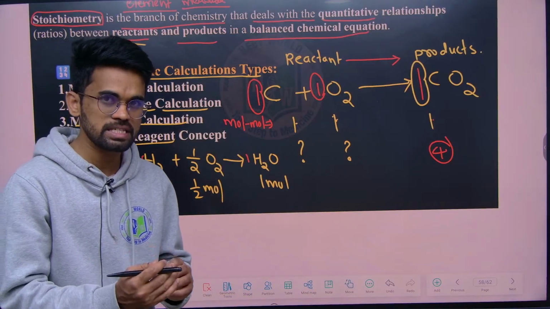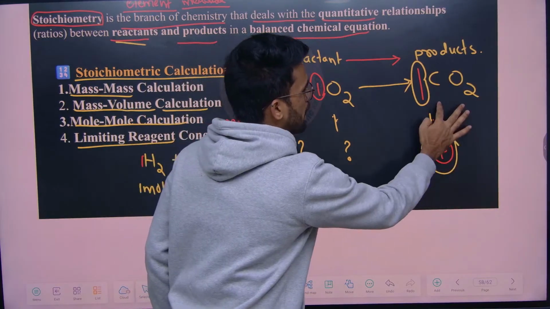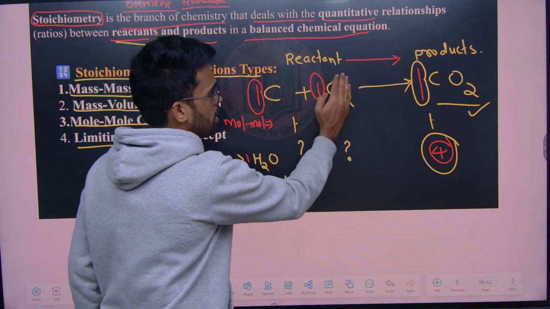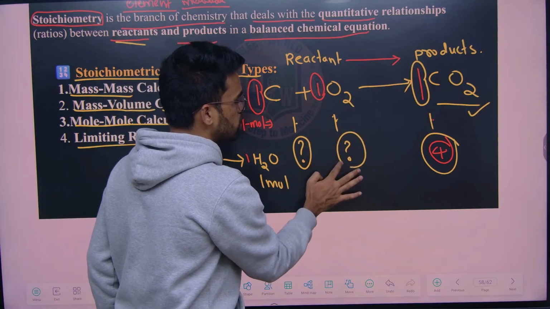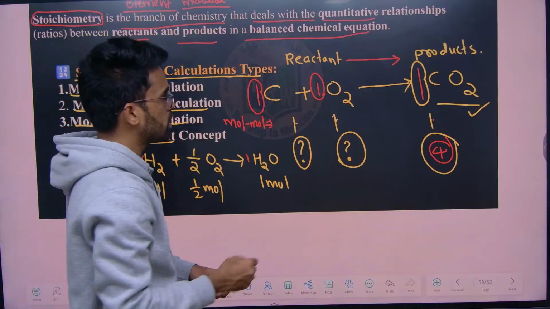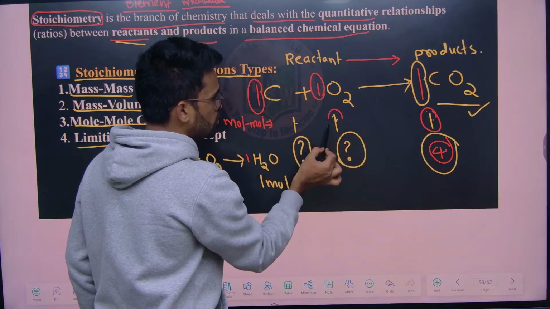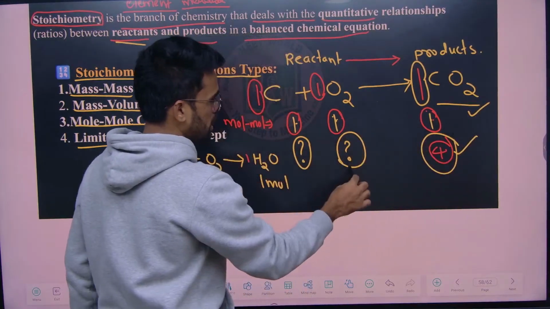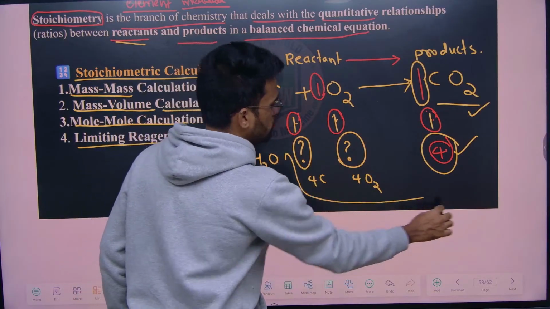I am repeating the same in Telugu: I am asking you to go to the lab and prepare 4 moles of carbon dioxide. So what are you going to do? You are going to take carbon and oxygen and start the reaction. But how much carbon do you require? How much oxygen do you require? That concept comes from the stoichiometric calculations. Look at this. As per the balanced equation, for every 1 mole of carbon dioxide, you require 1 mole of oxygen and 1 mole of carbon. It means for 4 moles production, we require 4 moles of O2 and 4 moles of carbon. That's it. This is how you need to take.